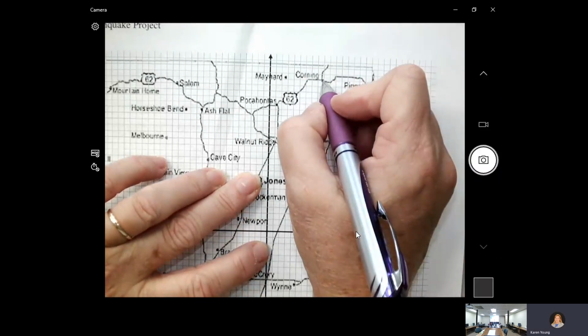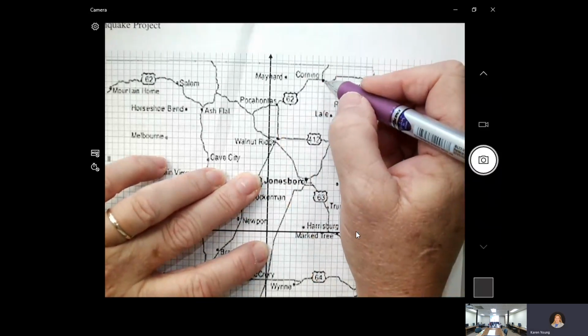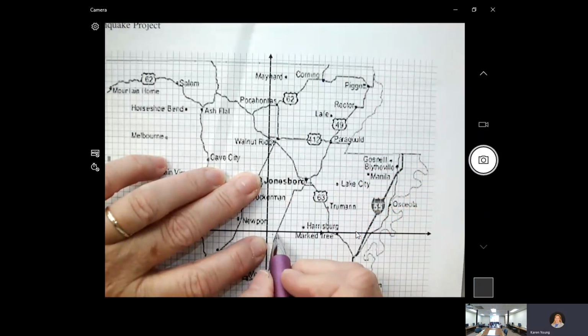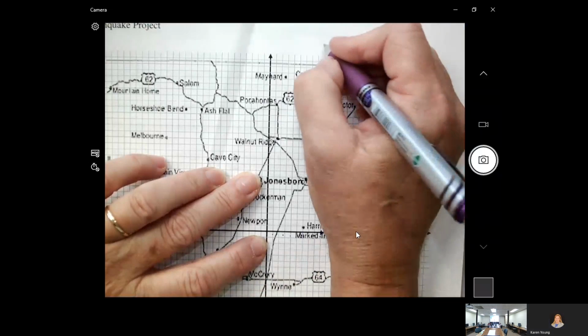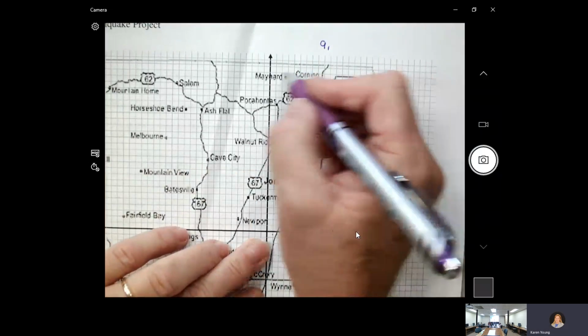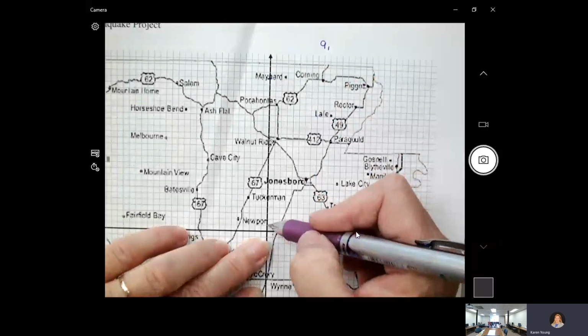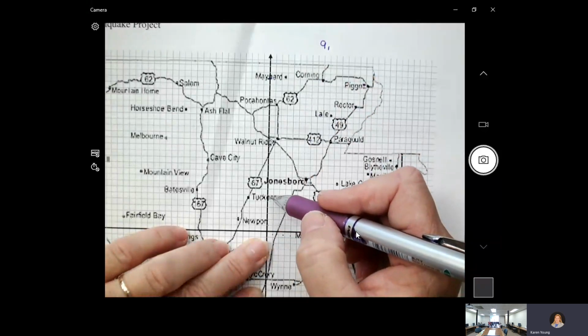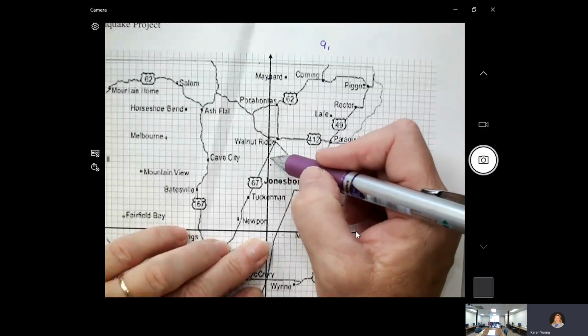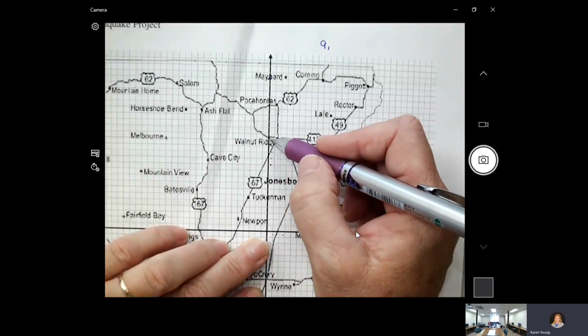Because let's say this is Corning, and it goes all the way down to here. So 1, 2, 3, 4, 5, 6, 7, 8, 9. So my X is 9. And it goes to here. So 1, 2, 3, 4, 5, 6, 7, 8, 9, 10, 11, 12, 13, 14, 15.